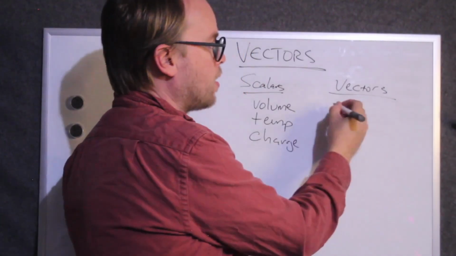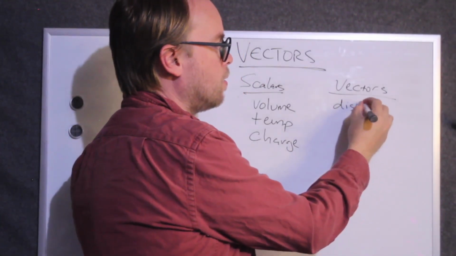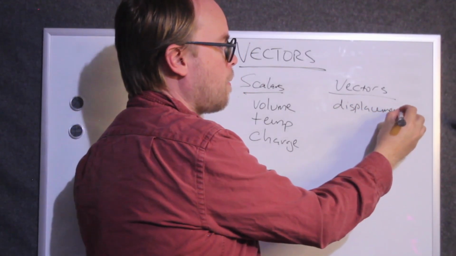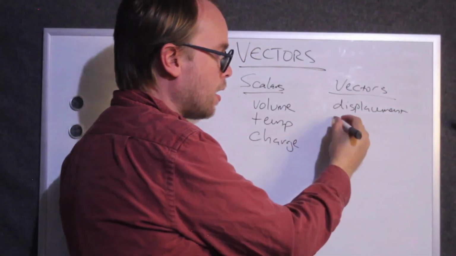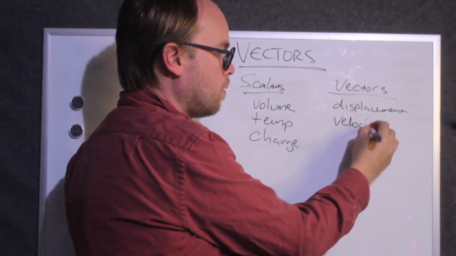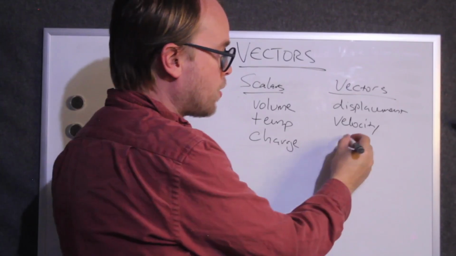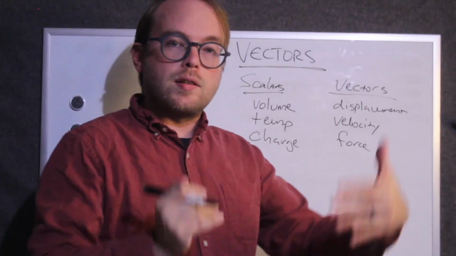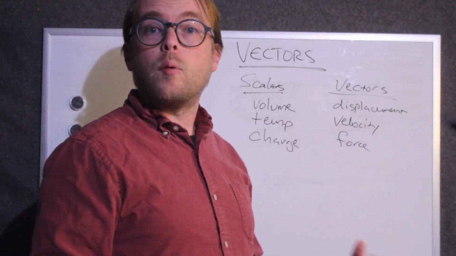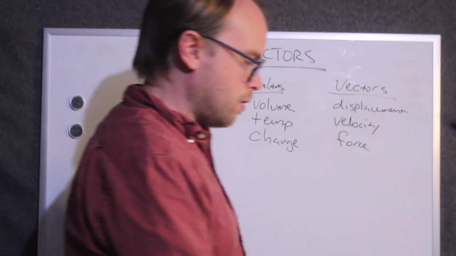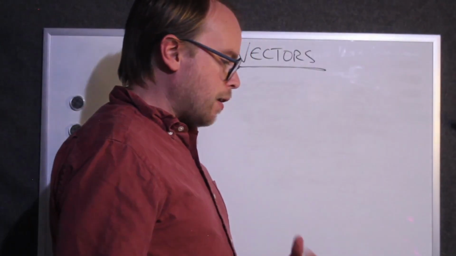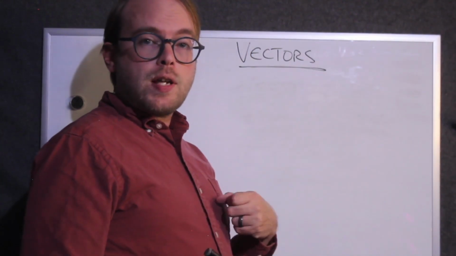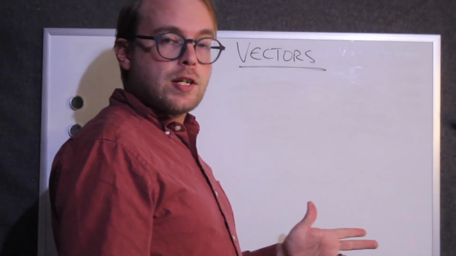That would be things like displacement, velocity, force. These things all are directed in some way, and that's why we represent them as vectors. So there's a graphical representation of vectors and a written representation of vectors.